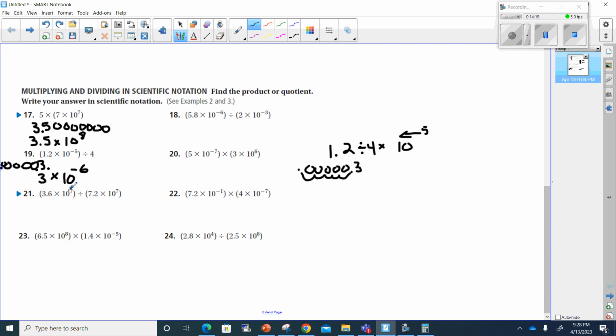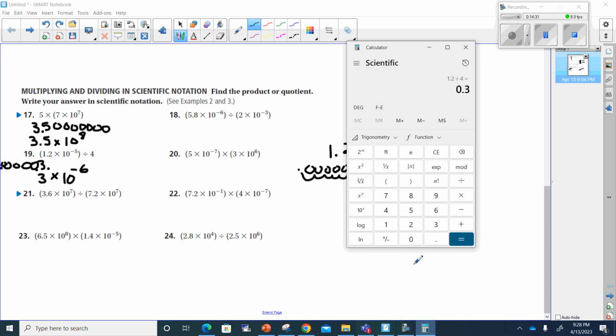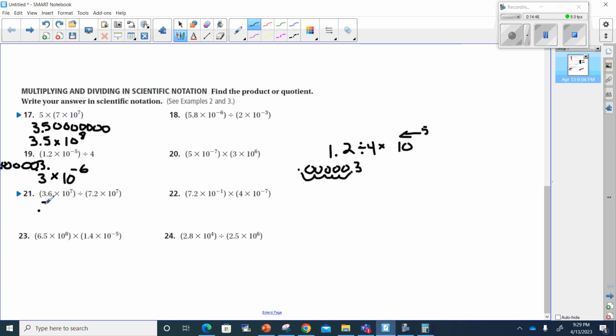All right, 21. We've got 3.6 divided by 7.2. Let's solve that. Both of these are 10 to the 7th power. So when I take 3.6 and divide it by 7.2, it gives me 0.5. So since it's going to be 0.5, and then we've got some zeros, 1, 2, 3, 4, 5, 6, 7.